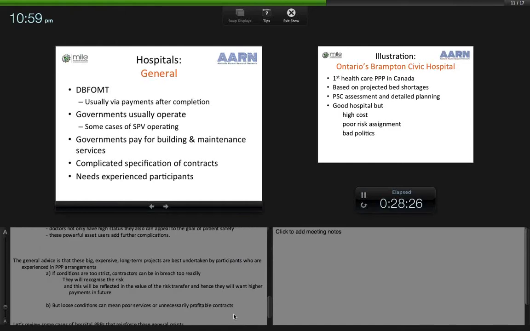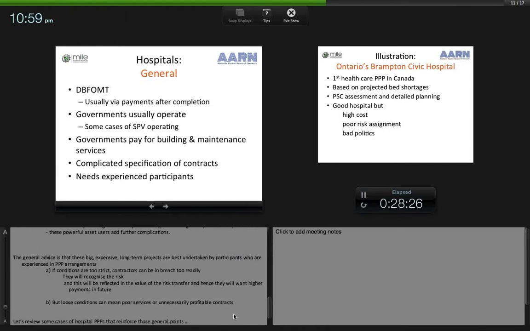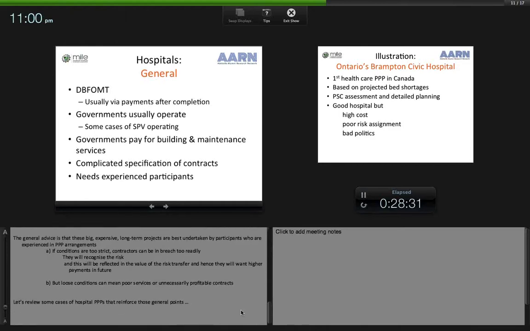in PPP arrangements. If conditions are too strict, contractors can be in breach too readily. They will recognise that risk, and this will be reflected in the value of the risk transfer, and hence they will want higher payments in future to conduct the PPP. But loose conditions can mean poor services or unnecessarily profitable contracts. The tension within these hospital PPPs is quite high. Now, let me just review some cases of PPPs in hospitals that reinforce those general points.